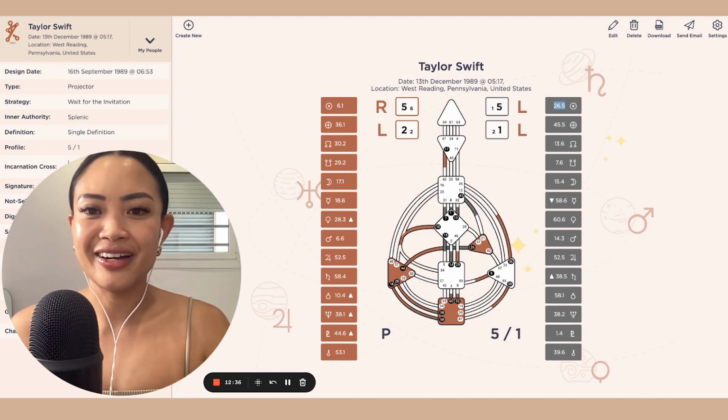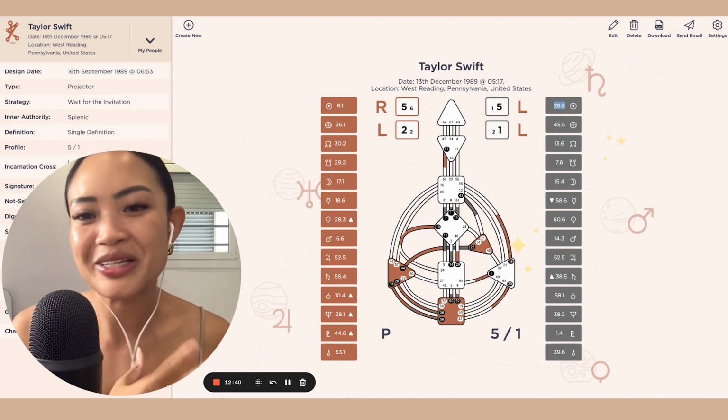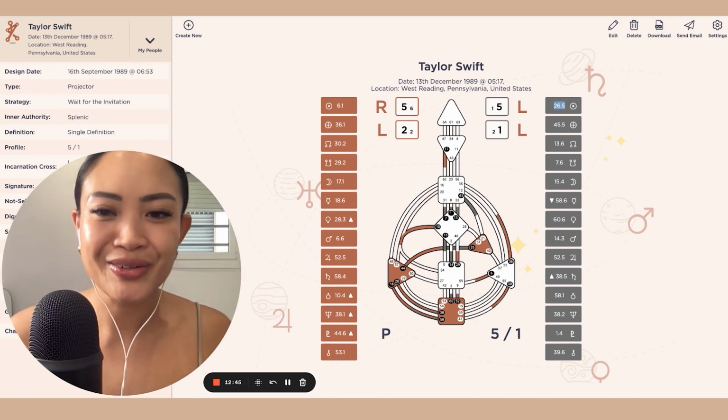Just look at some of the songs: You Belong With Me, I Knew You Were Trouble, Love Story, Blank Space. Those are just some of the basic ones that I know. But anyways, the list goes on.